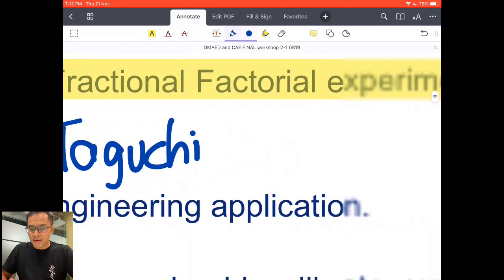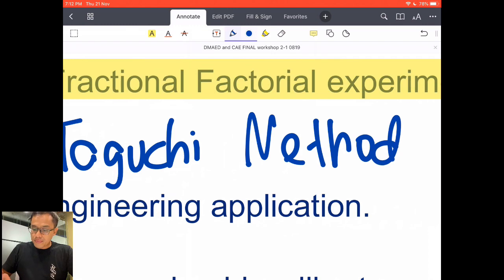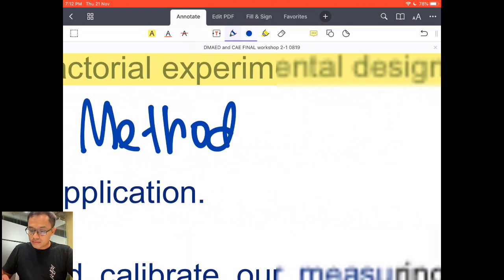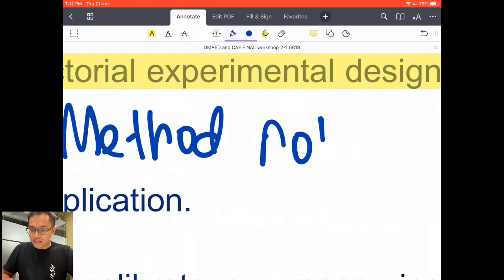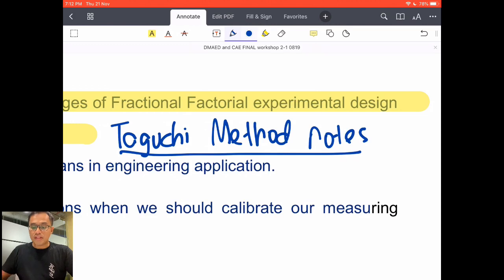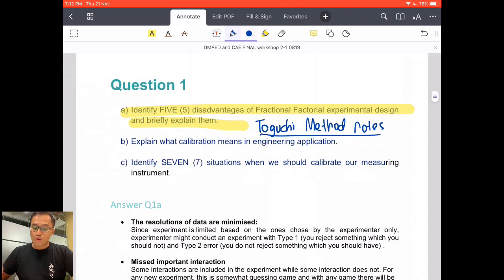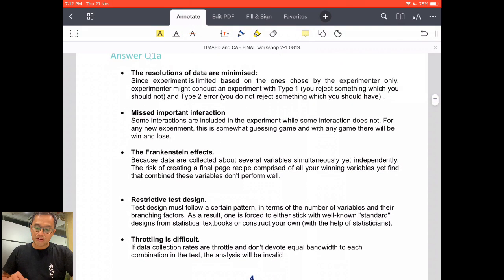questions, Taguchi method notes. Right? So inside there are 5 disadvantages of the fractional factorial method, whereby I have laid them here. So you can see here we have 5 of them.